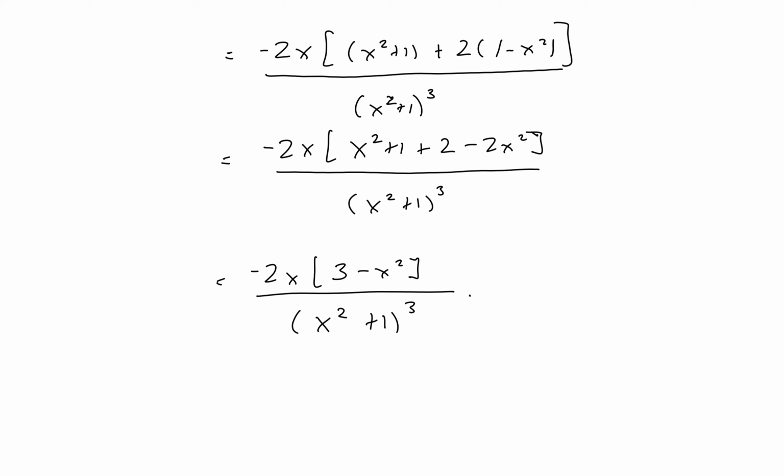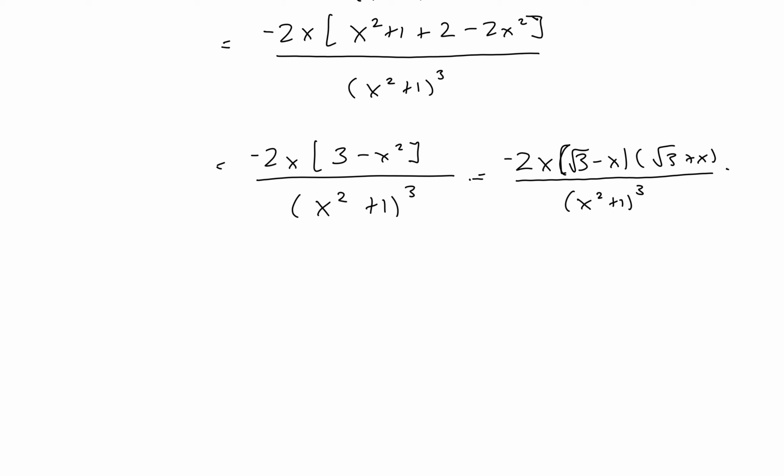And now note again, the denominator here can never be 0 because x squared plus 1 is always bigger than or equal to 1. So if I factor this a little bit further, I have minus 2x, times square root of 3 minus x, times square root of 3 plus x, over x squared plus 1 cubed. And so f double prime of x is equal to 0 when x is equal to 0 coming from the first term, or when x is equal to plus or minus root 3.